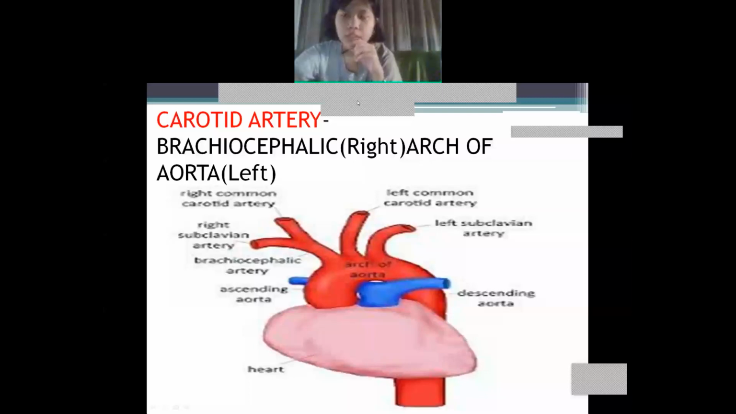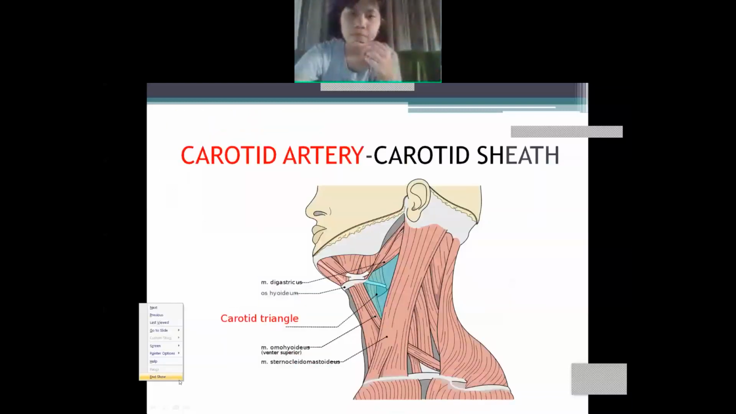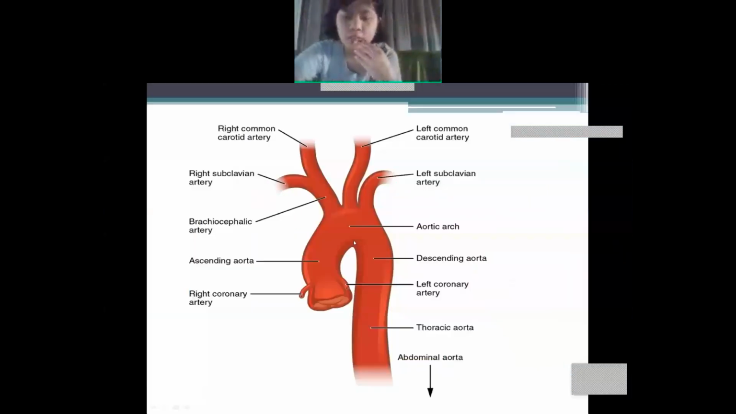Okay, so what I was saying, this is the left ventricle. So this is the arch of the aorta, right? The arch of the aorta lies at the left side. This is the left ventricle, so they lie at the left side of the heart. You will find that this aorta is divided into different parts.